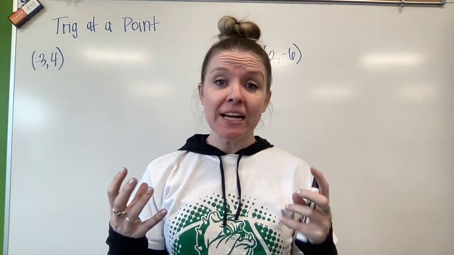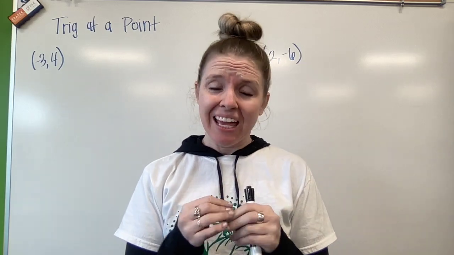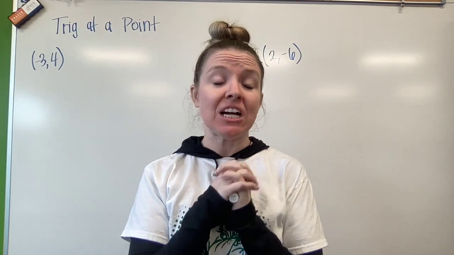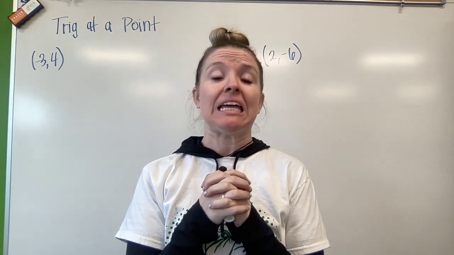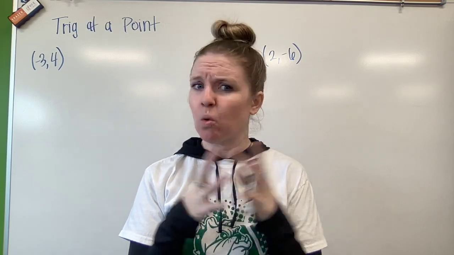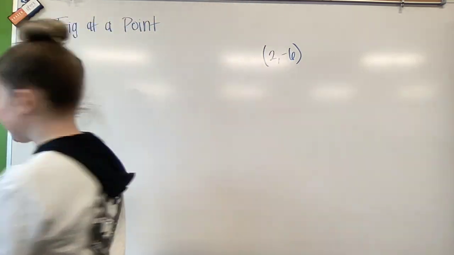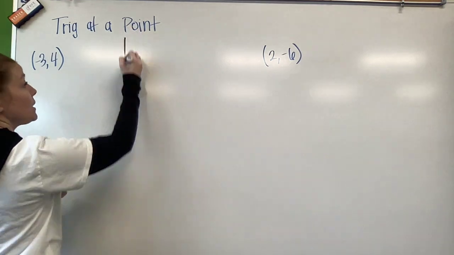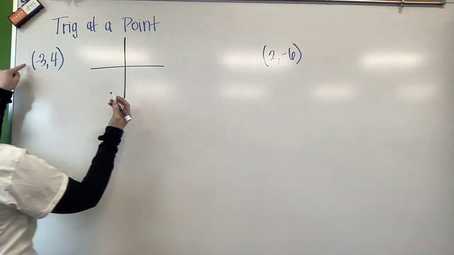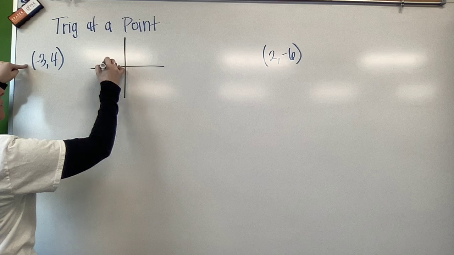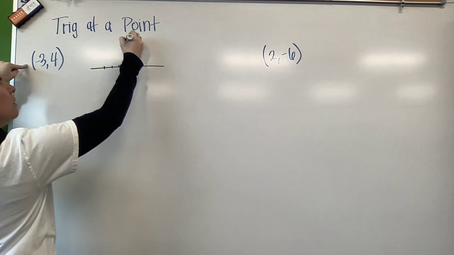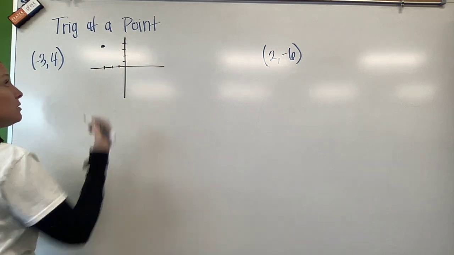Okay, so we're finding trig at a point, meaning we're finding our 6 trig ratios given a point. What does that mean? First of all, let's plot the point and see what it looks like. On our coordinate plane, I'm going to plot the point -3, 4. So I get this point.